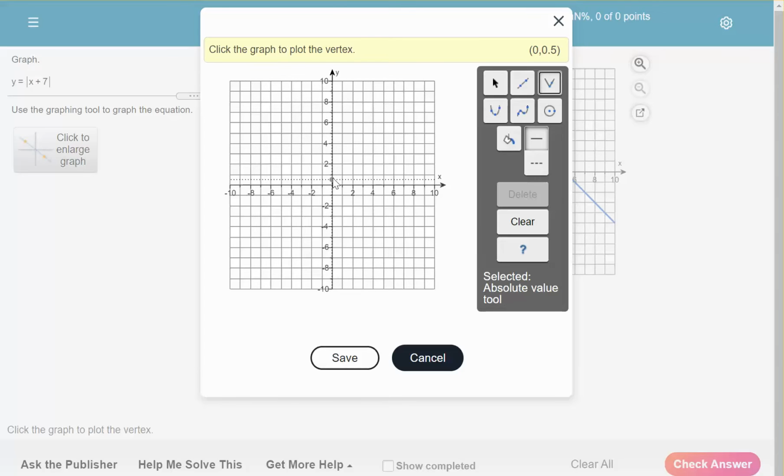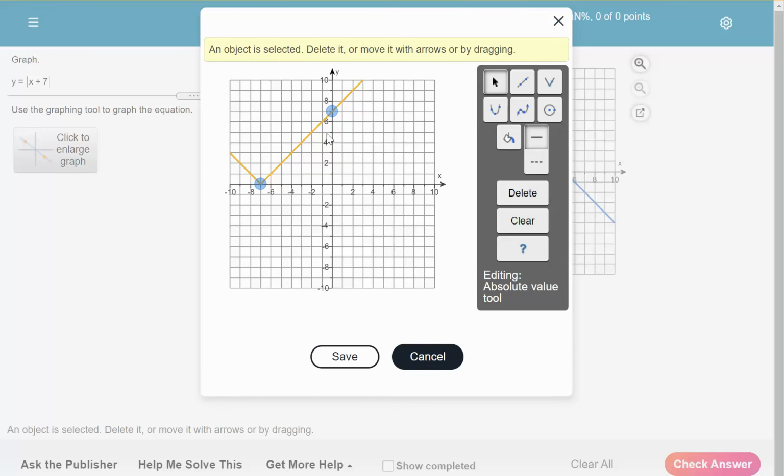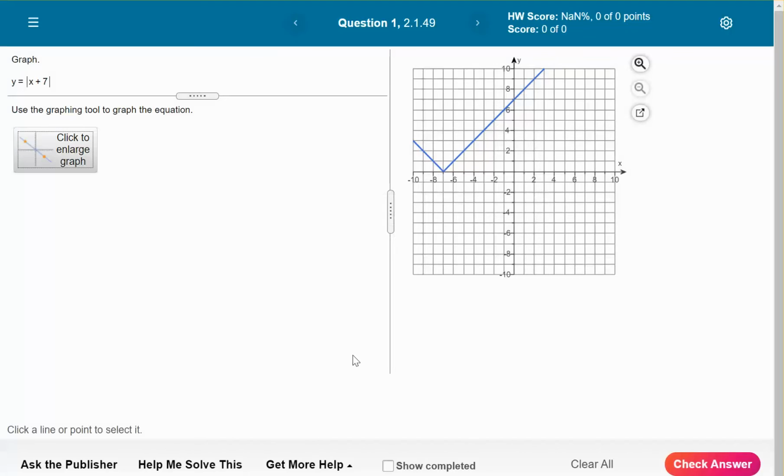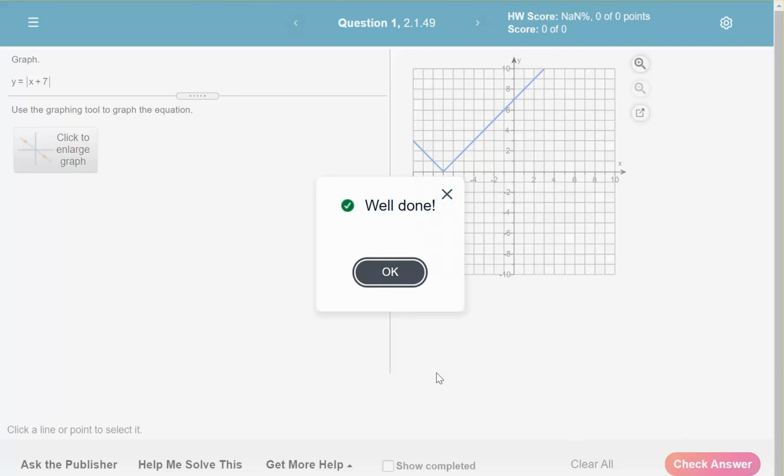So you go to negative 7, 0, which is right there. And notice in the yellow, it tells you that it's negative 7, 0, and I'm going to click. And then I can go to any other point. I'm going to go to 0, 7. And then we'll save it, check your answer. And so that's how you would do that.